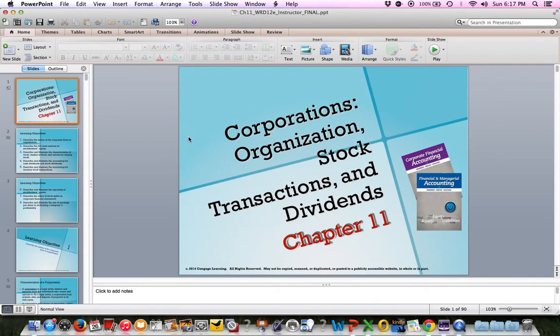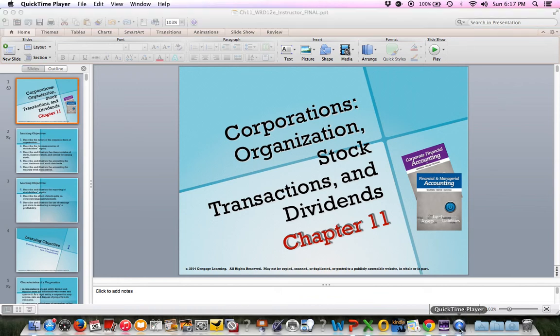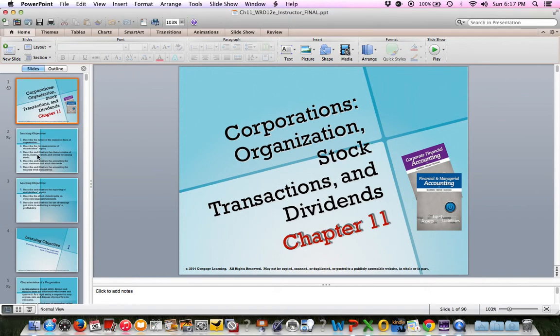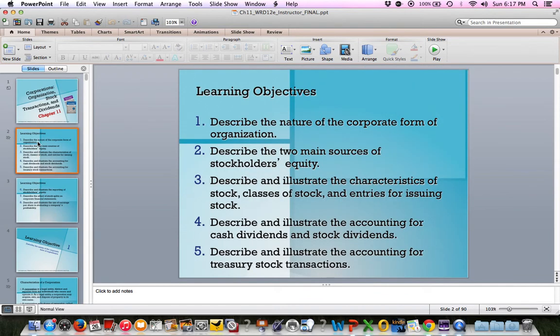Okay, let's talk about Chapter 11. Chapter 11 deals with corporate organization, stock, transactions, dividends. We'll talk about accounting for corporations more specifically and some things that affect corporations in particular.